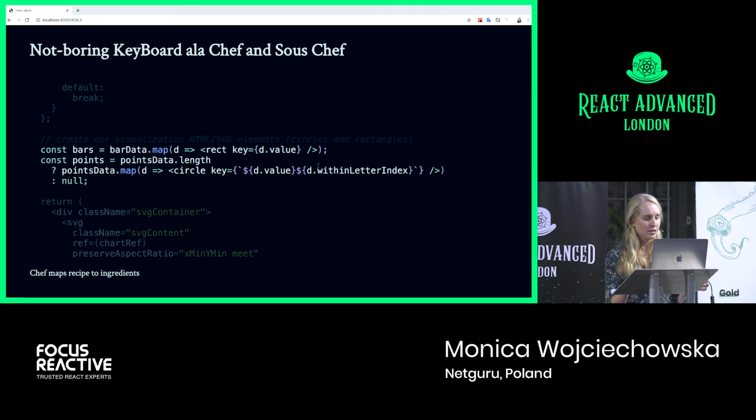And the last piece for our chef right now is to map that recipe to concrete ingredients. So here we have our bar data being mapped to SVG rectangle elements, and our points data being mapped to SVG circle elements.